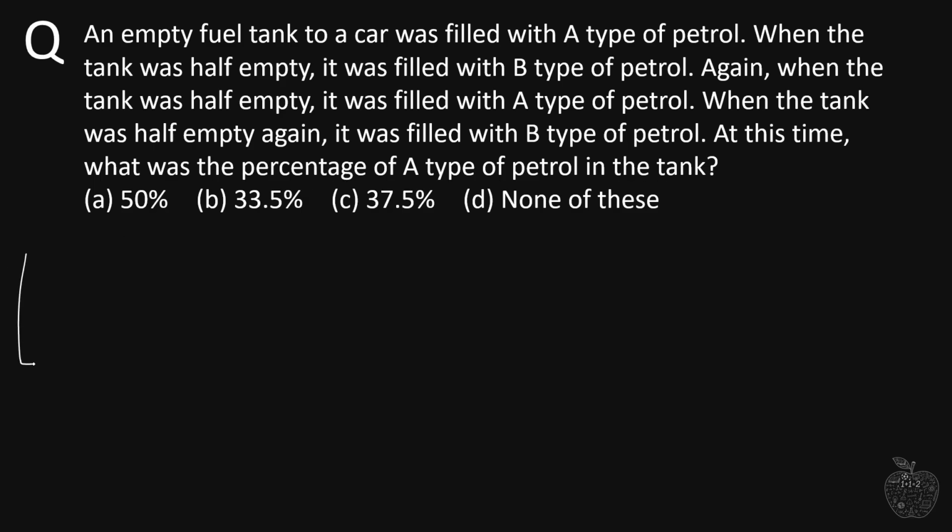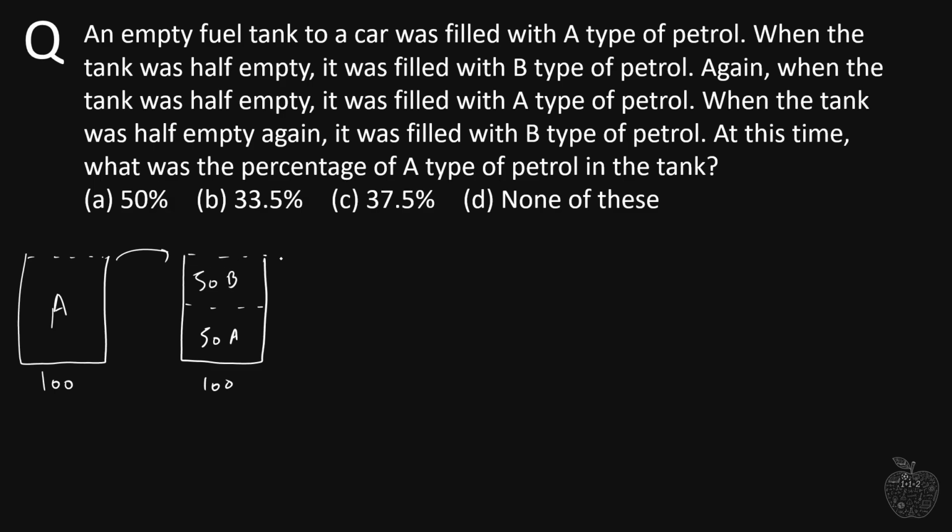So let's assume that this is the tank and the volume of this tank is 100. And the question is telling me that an empty tank is filled with A type of petrol. So this entire tank is filled with A. So we have 100A in here. Now, when the tank was half empty, that means the volume is 100 and only 50 is left. 50A is left. It was filled with B type of petrol. So the rest of the 50 is filled with B. So we have 50B in here.